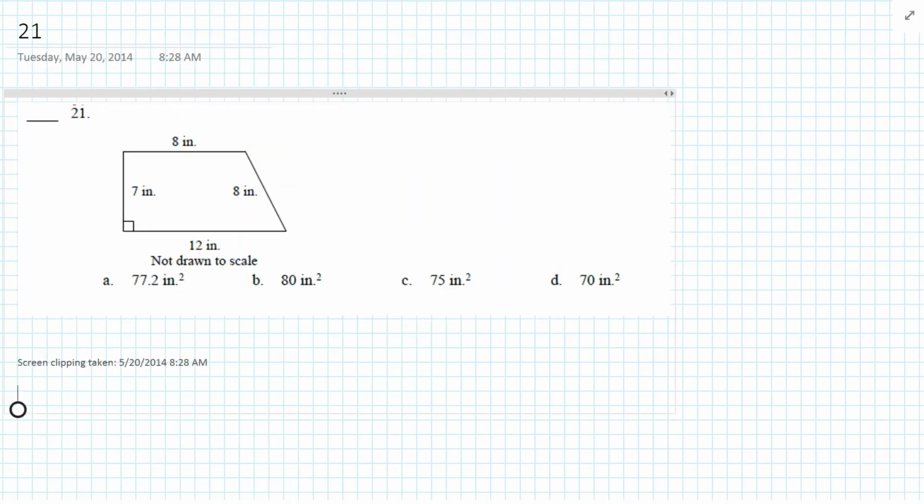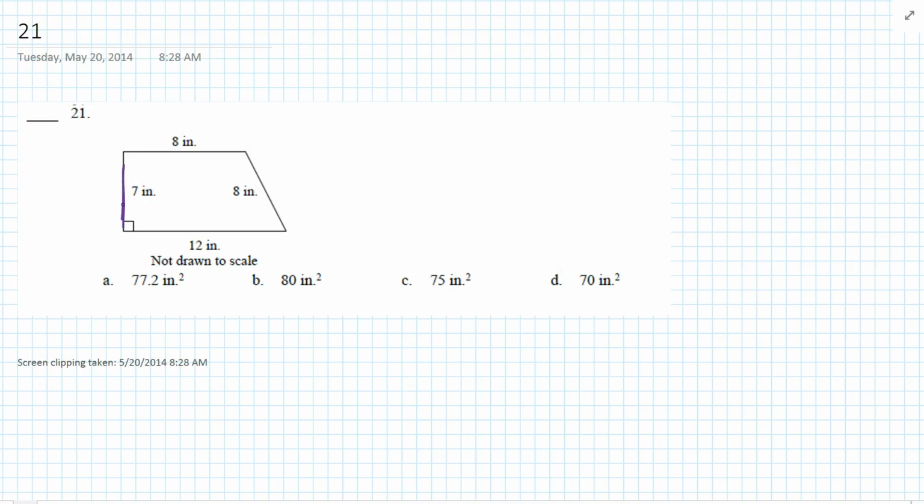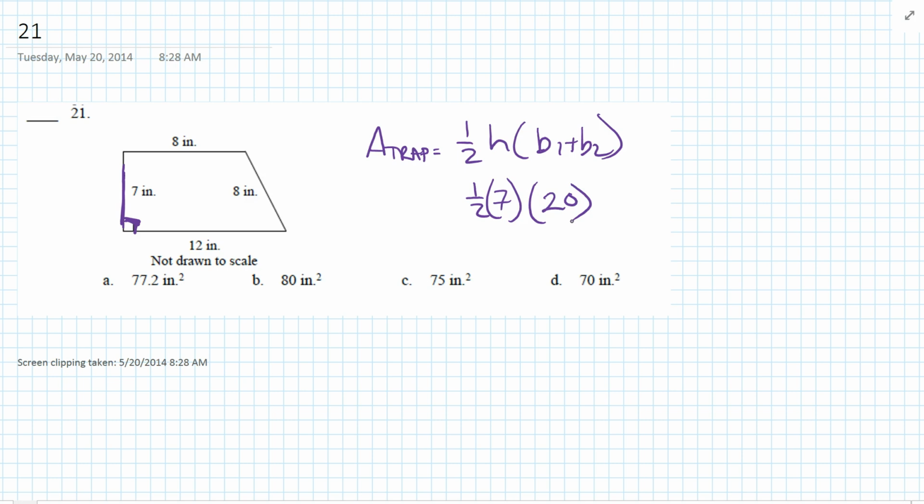21. There's the height. Remember the perpendicular. So area of a trapezoid, 1/2 the height, sum of the bases. Alright, the height is 7. And the bases are 8 plus 12, which would be 20. So 1/2 of 7 times 20. Answer 70. D. Okay, we're rolling right through these.